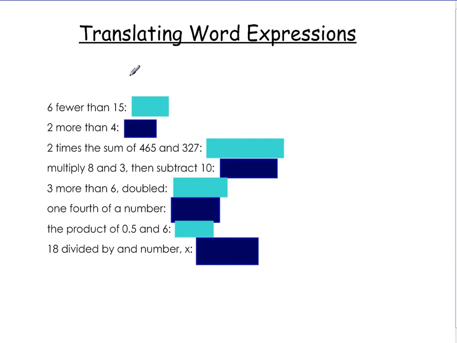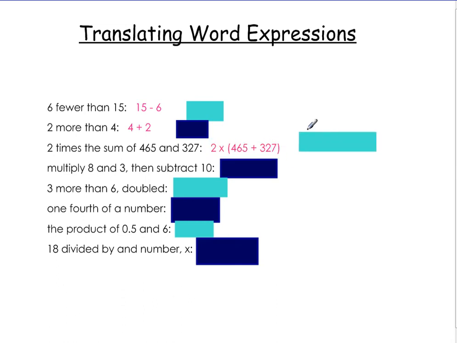Translating word expressions. 6 fewer than 15, that means we would start with 15 and take 6 away from it to show the 6 fewer than 15, and that's what the expression would look like to represent this word phrase. 2 more than 4 means you start with 4 and add 2 more to it. That would be 4 plus 2. 2 times the sum of 465 and 327. Since we need the sum of these two numbers, we need to group them together by using parentheses.